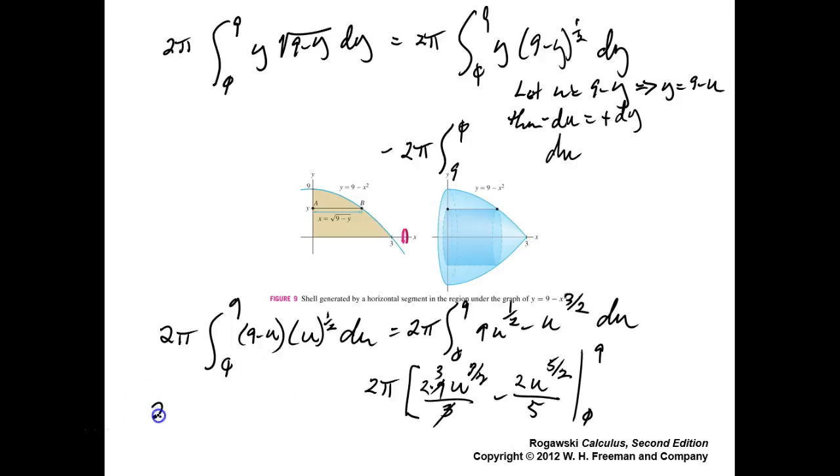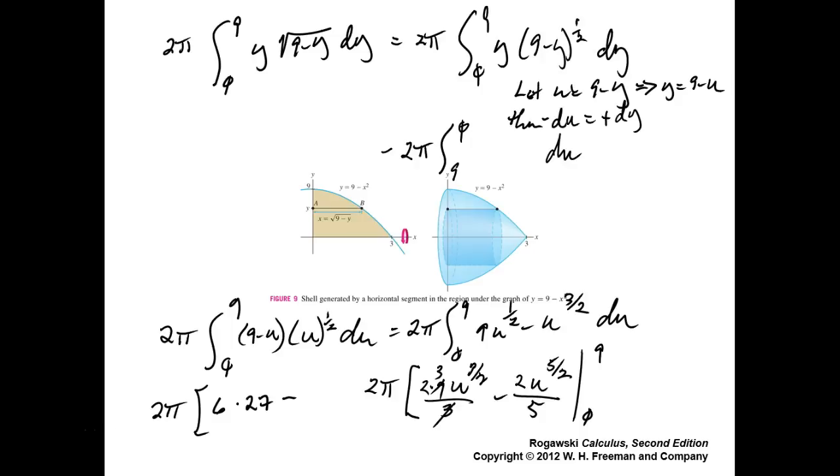Okay. 2 pi times, okay, I like to take the square root first. And this has a 6 here. And the square root of 9 is 3. And 3 cubed is 27. So 6 times 27. Y'all get that? Yay or nay? Got it? Minus. Now this one's not quite as nice. Okay?